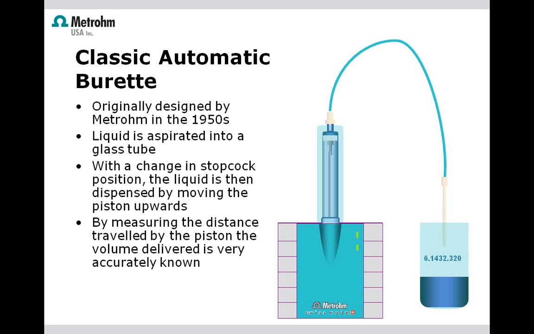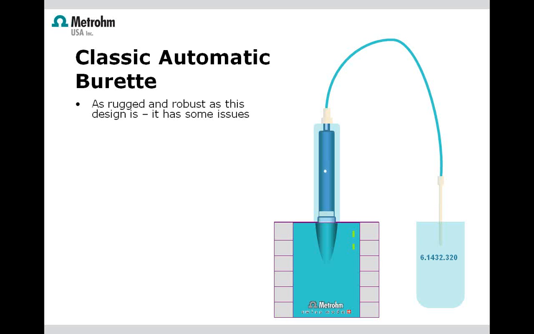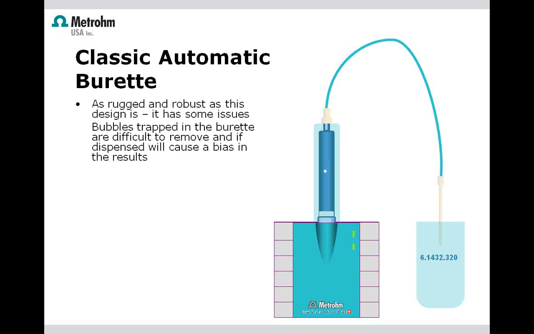And then by measuring the distance traveled by the piston, and knowing the circumference of the tube, of course, we know the exact volume that is delivered in a very, very precise way. And one of the very, very nice things about this layout is the flow of liquid stops instantaneously when piston movement is halted. That being said, there are a couple drawbacks with this design.